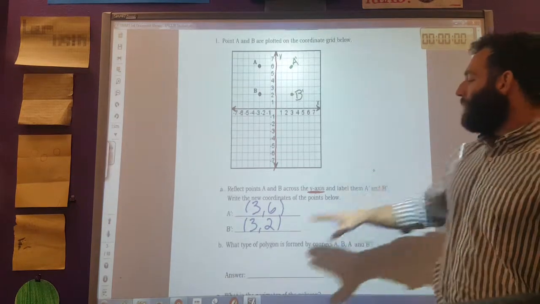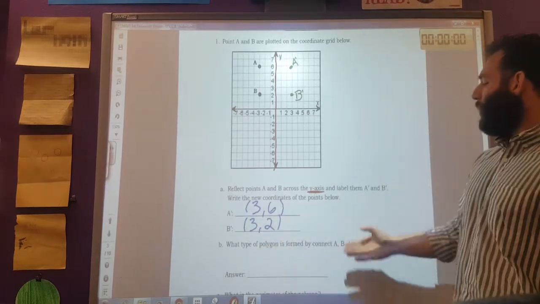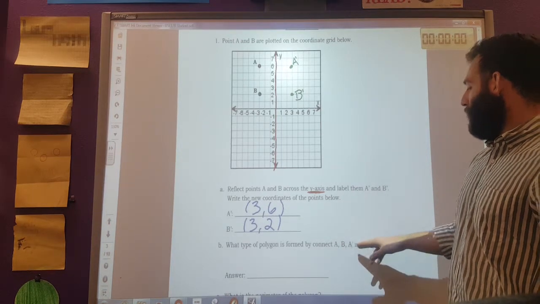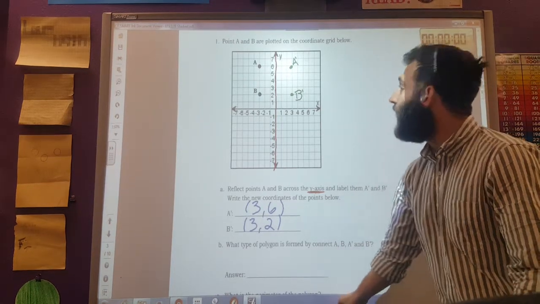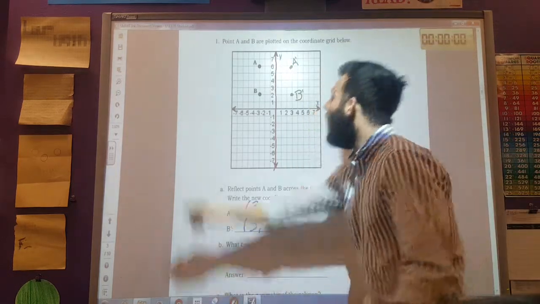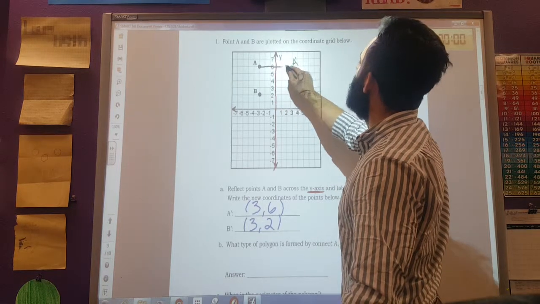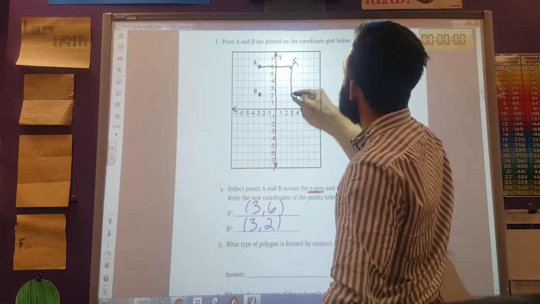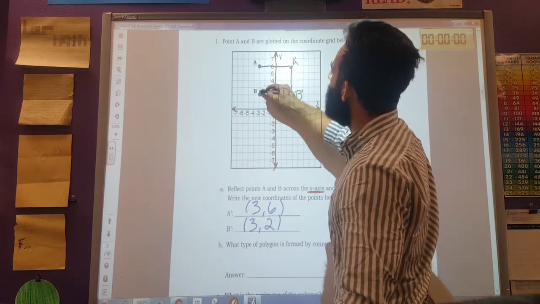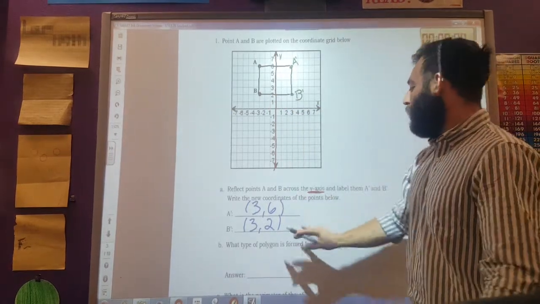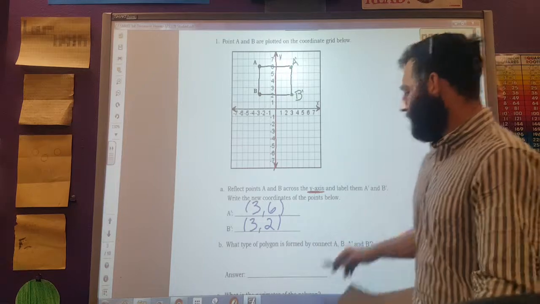Now, number 2, or part B, is asking what type of polygon is formed when you connect A to B, B to A1, and A1 to B1. And that's exactly what I'm going to do. I'll connect these 4 points. Now you should be able to look at this and tell me what type of polygon is formed.